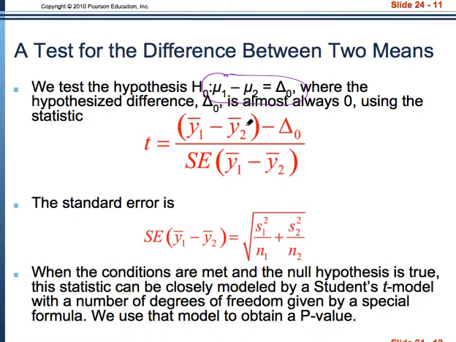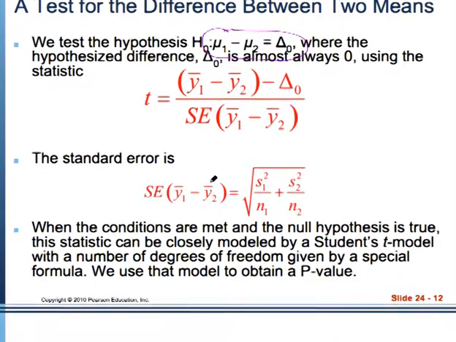Okay, so we're comparing the sample means, right? We're subtracting those from each other minus most probably 0, and we divide that by the standard error. Okay, so this is very similar to the z-score that we've done before, and the t-score that we just looked at in the last chapter.